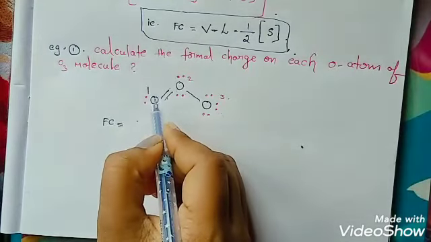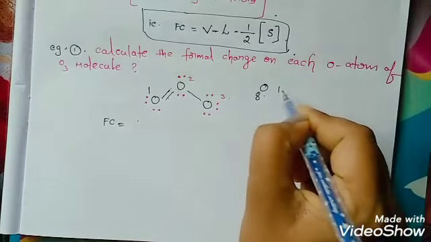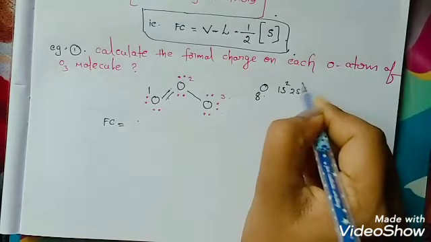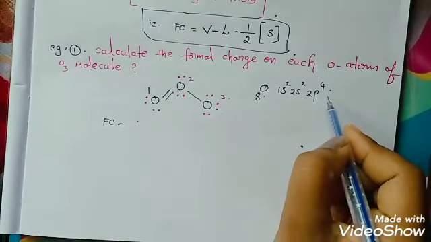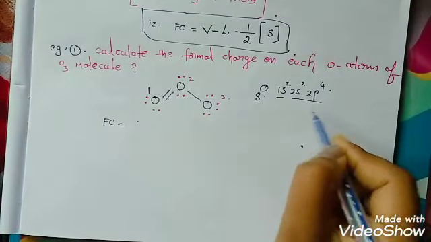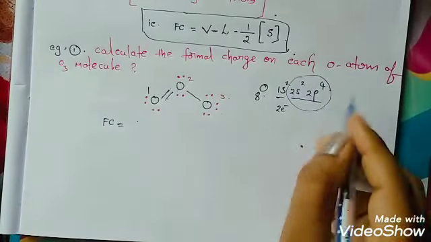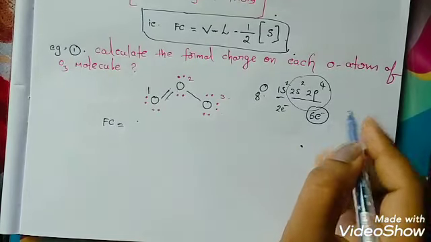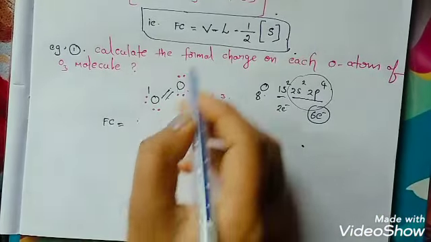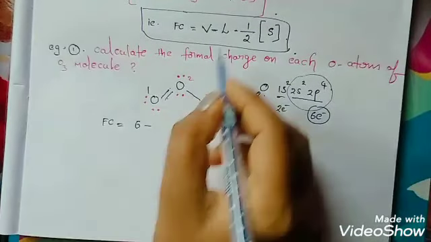Let us see the valence electrons of oxygen. Oxygen, atomic number 8, has the configuration 1s2, 2s2, 2p4. If you look at the last shell, that means the second shell, there are 6 electrons. So the oxygen atom has 6 valence electrons. In the place of valence electrons, you can write 6, minus.